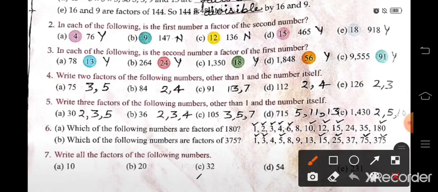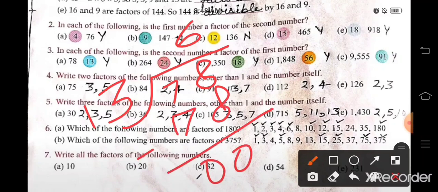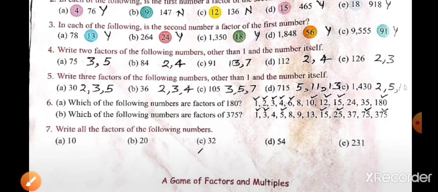Now in each of the following is the second number a factor of the first number? So same, 78 divided by 13. 13 sixes are 78, 0 remainder. So yes, it is a factor of 78. So write yes. Like this you have to write, check and write the answer.